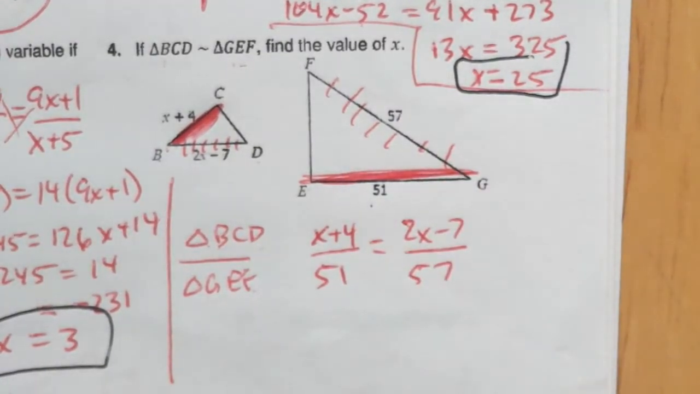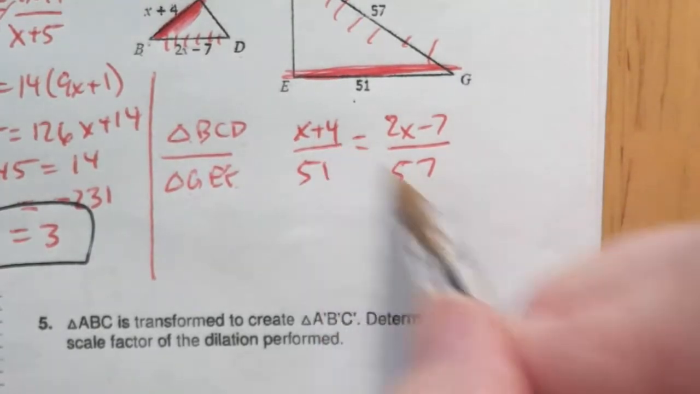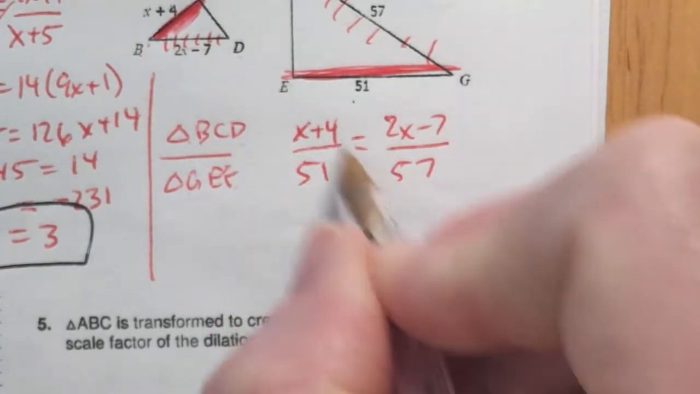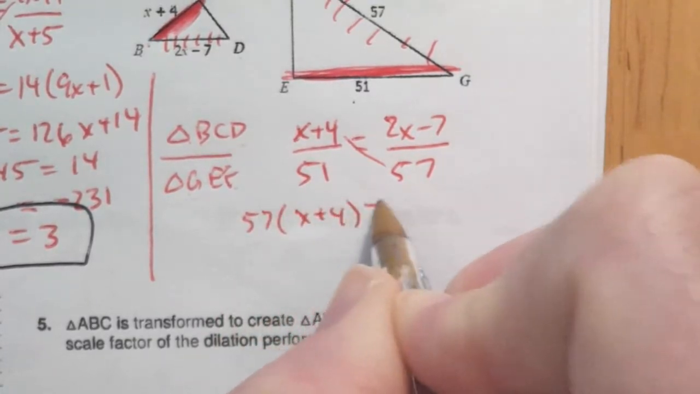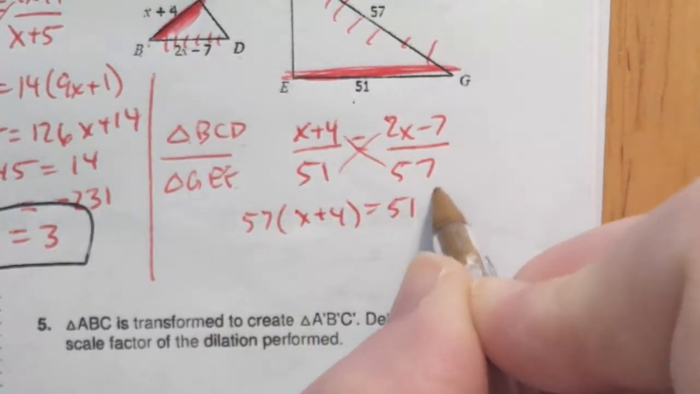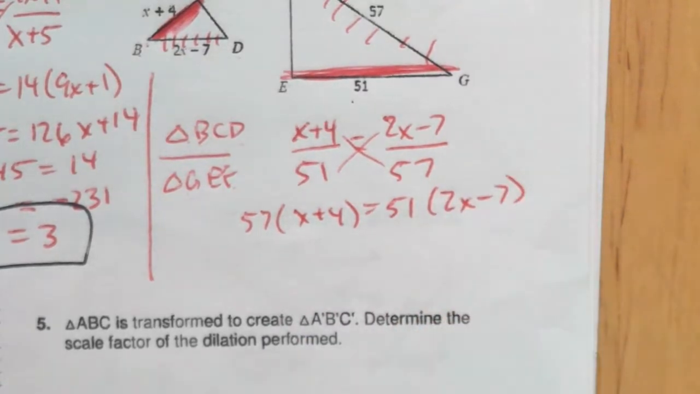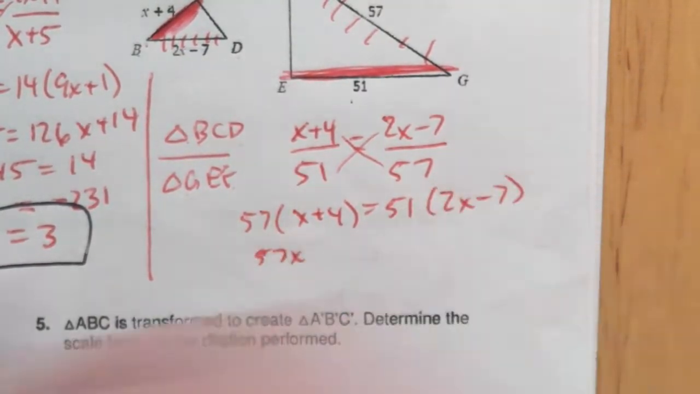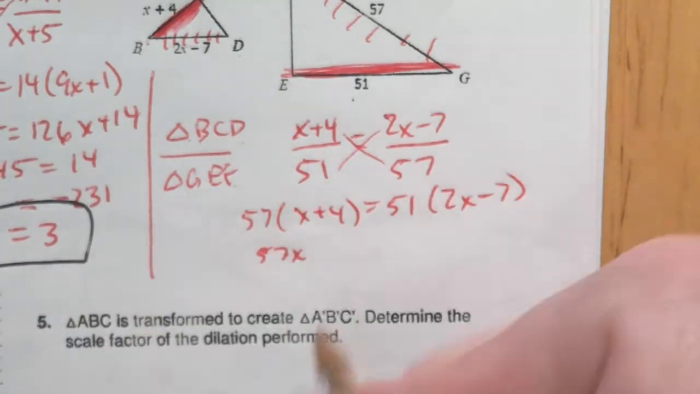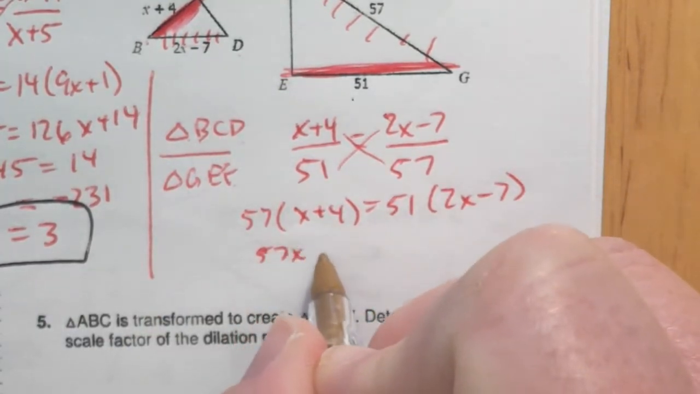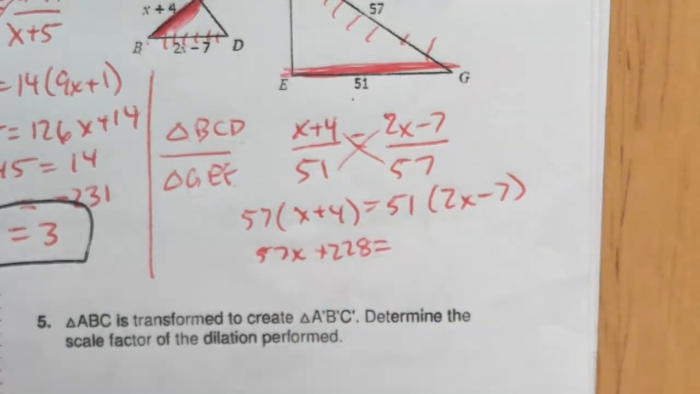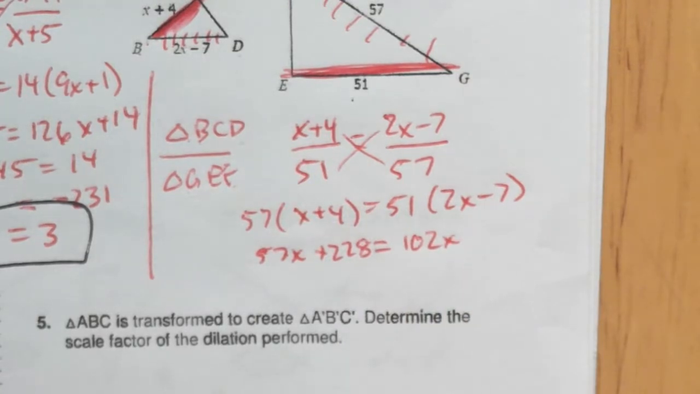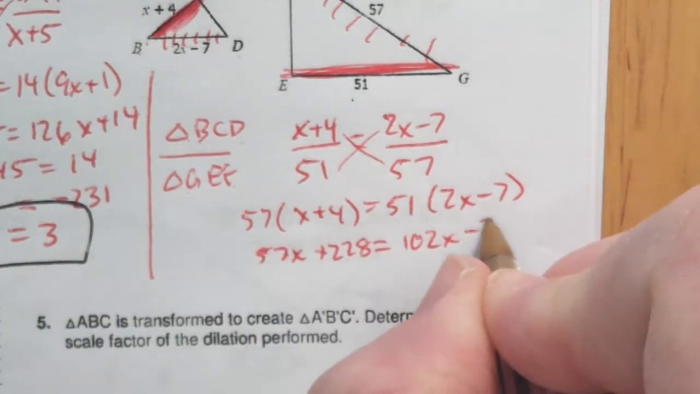All right, so you should already have the pattern going on here, so that would be cross product. These two go together, so 57 goes with x plus 4, and these two go together, 51 times 2x minus 7. 57x times 4 is 228. 51 times 2, we get 102x. 51 times negative 7, we get a negative 357.